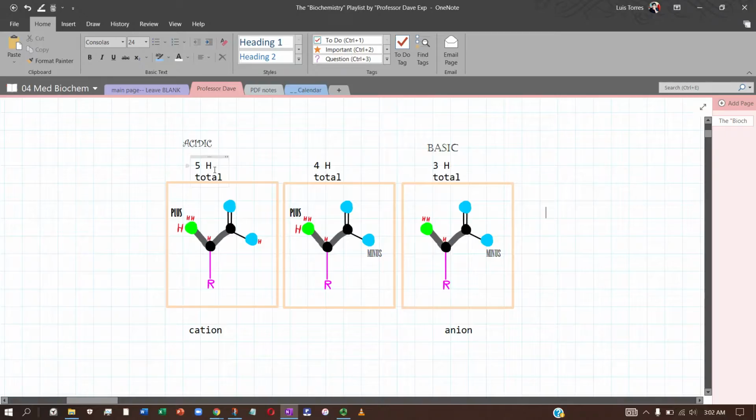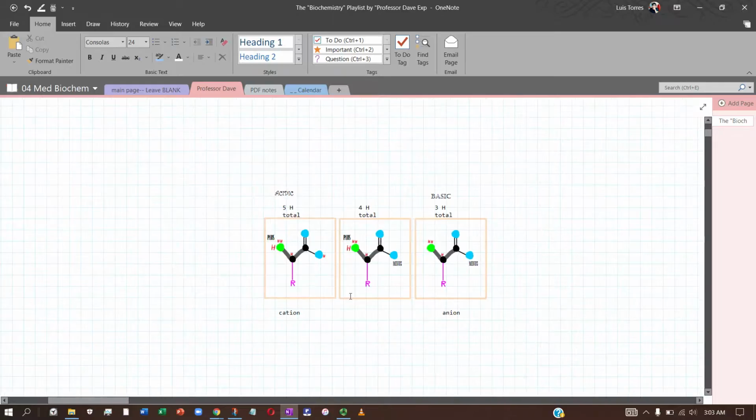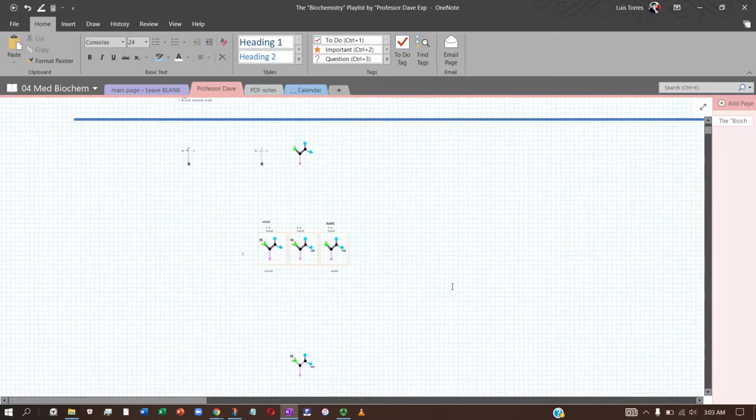So we'll be okay moving forward. Another bit of good summary here is that under acidic conditions, on the amino acid, not including the R group, just considering the NCC backbone, you'll have 5 hydrogens total, 1, 2, 3, 4, 5. Under neutral conditions, you'll have 4 H total. And under basic conditions, you'll have 3 hydrogens total. And again, those are cations and anions. So moving on.